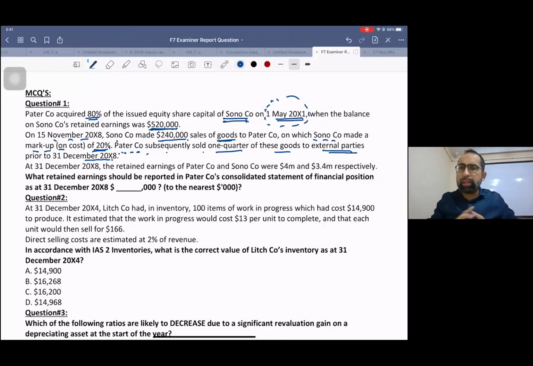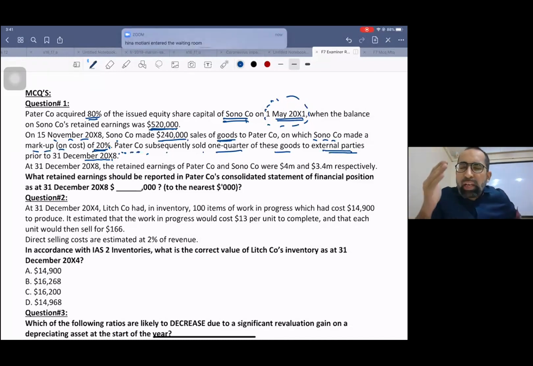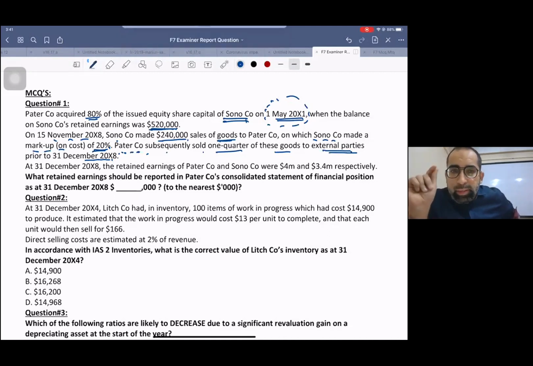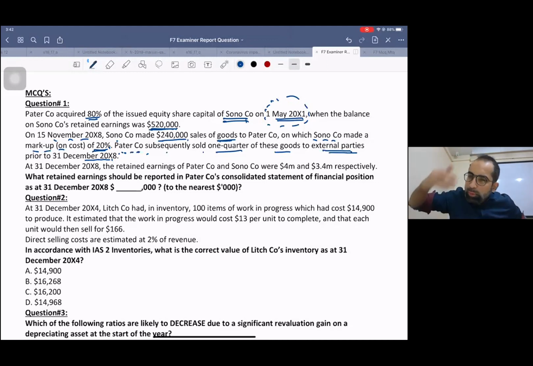Now, how to calculate URP, the unrealized profit. How to compute URP? The simplest method is first calculate total profit, and then multiply total profit with unsold inventory percentage. You will get the URP. Now, can anybody tell me how much is the unsold percentage? Because one quarter of the goods have been sold. That means 3/4 is unsold. 3/4 means 75% goods are unsold.